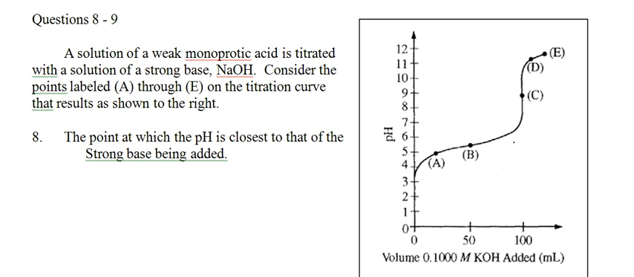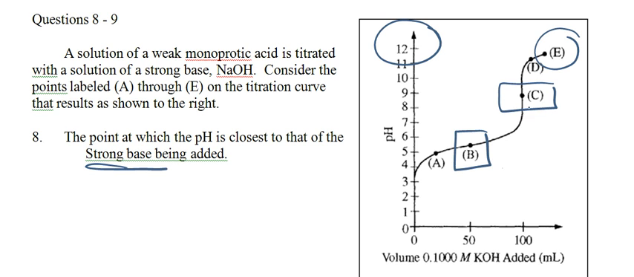Consider the points labeled A through E on the titration curve shown to the right. The point at which the pH is close to that of the strong base being added. This is a really silly question. We know we're looking at a strong base, and if we overloaded the system, it's going to be up here in the high pH range. So E is the best answer. But I really don't like this type of question. However, you should know what this represents and what that represents.